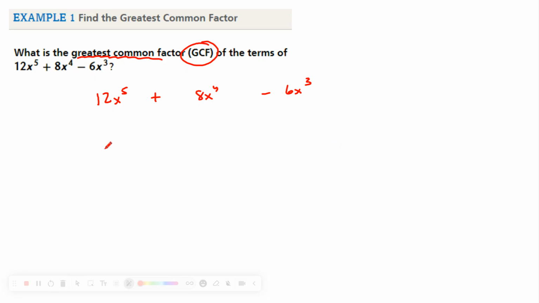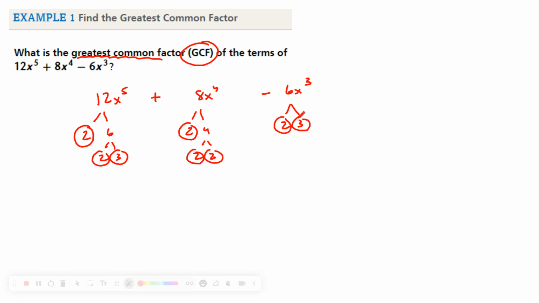So what we're going to do is take each term, break the number into its prime factors, and then break down the x's. So what is 12? I know that 12 is 2 and 6. 2 is prime. I know that 6 is 2 and 3. Both of those are prime. I'm going to break out each number. I know 8 is 2 and 4. 2 is prime. I know 4 is 2 and 2. They're both prime. And I know 6 is 2 and 3.